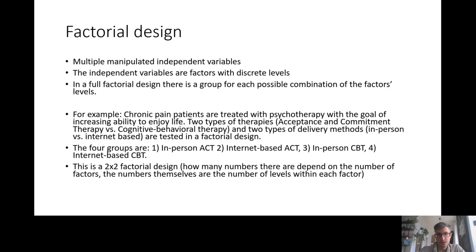So this 2 by 2 comes from how many factors there are and how many levels in each factor there are. The number of numbers in this formulation, so 2 by 2 has 2 numbers in it, comes from how many factors there are. And the numbers themselves come from how many levels are within each factor. So this is how a 2 by 2 factorial design is written up or formulated.